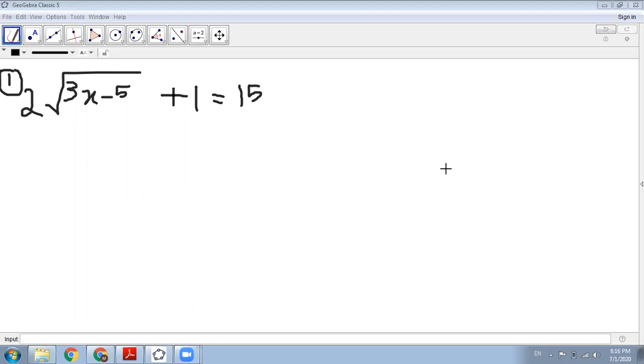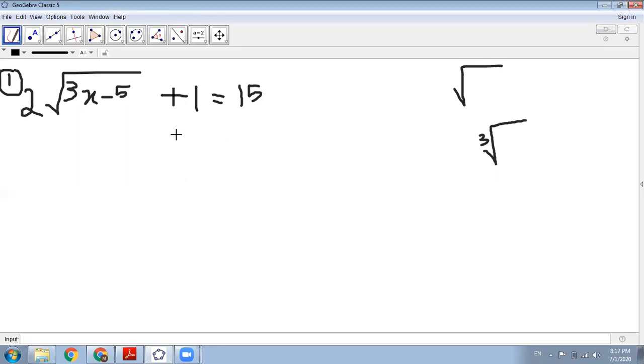Let's suppose we have a radical equation like this: 2 square root of 3x minus 5 plus 1 equals 15. Remember, it is a square root because in a square root the index is 2. If it is a cube root, it will be written like this, and its index is 3. Remember, this is a square root, because its index is 2. So we have to solve this radical equation.